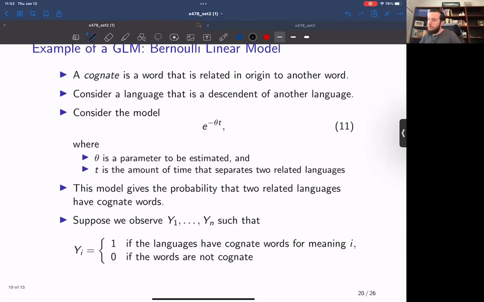Okay. So let's suppose that we can model the probability that two related languages have cognate words using the expression in equation 11, where theta is some parameter to be estimated and t is the amount of time that separates the two languages. So this is a fairly easy problem to set up. We can say that y1 to yn are binary variables where they're equal to 1 if the languages have cognate words for the meaning of word i, and equal to 0 if the words are not cognate.